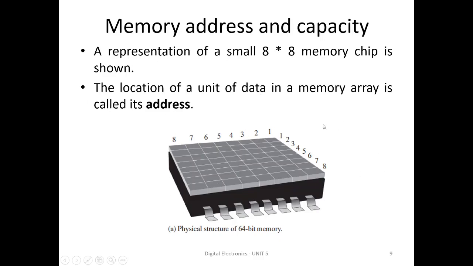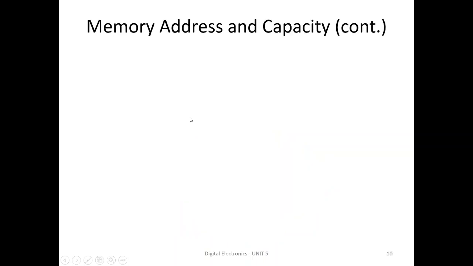The location of a unit of data in a memory array is called the address. Where exactly your data is present, where exactly you want to go in a memory, that is known as your address. From where you are going to retrieve or where you are going to put your data, that is nothing but your address. The exact location you specify in this total memory is your address.